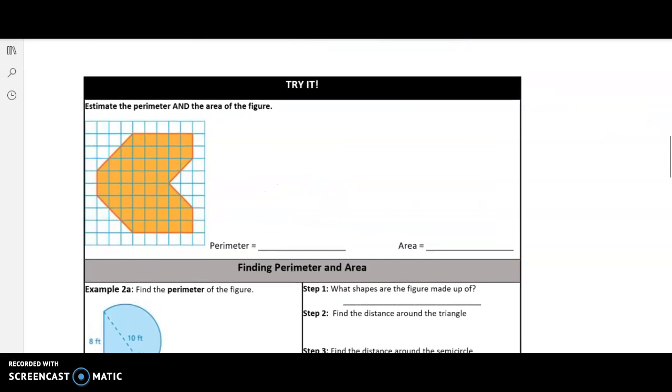So I'm going to have you pause this video, and I want you to estimate the perimeter and the area, and then I want you to compare yours with mine.